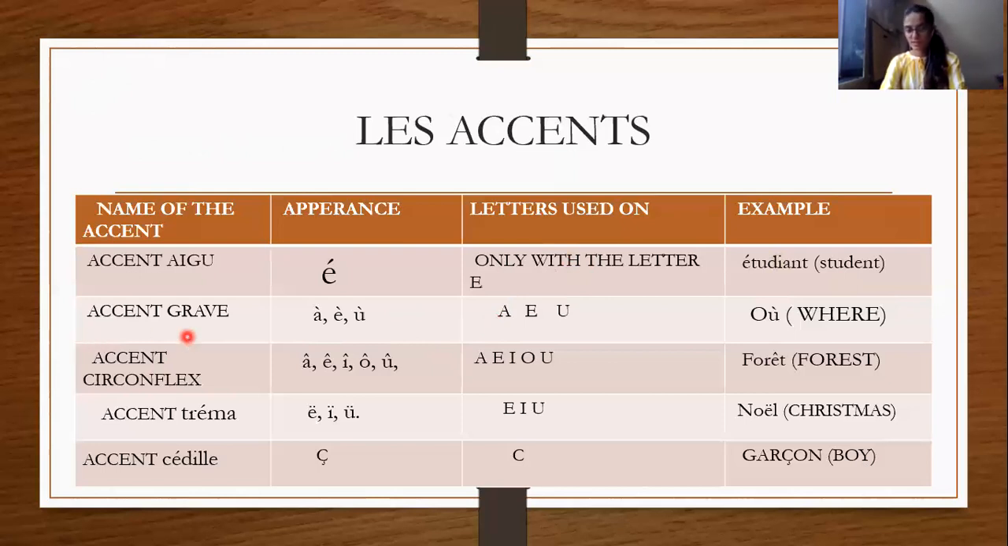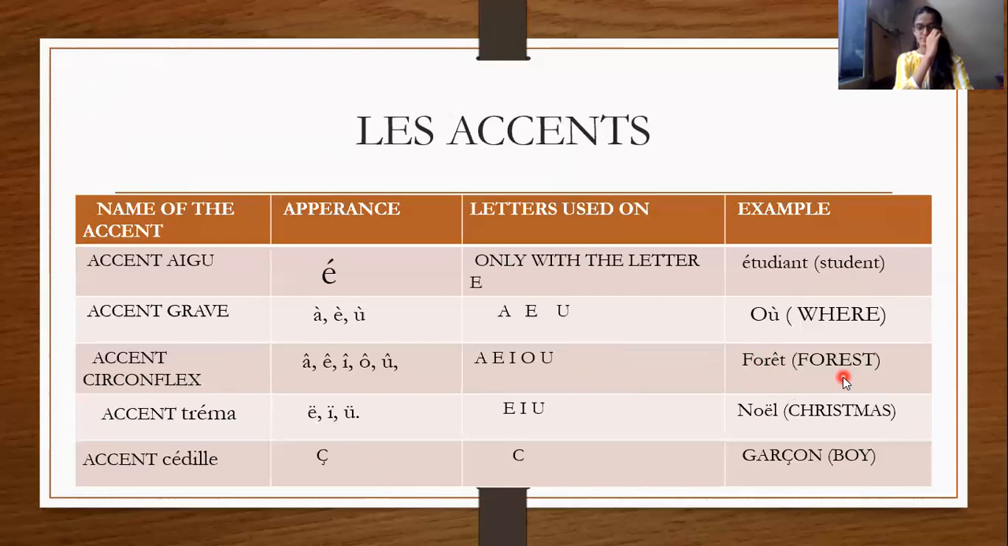Accent grave is used on A, E and U. Example, où. Où means where. The next accent is accent circonflexe. It's on A, E, I, O and U. Example, forêt. Forêt means forest.